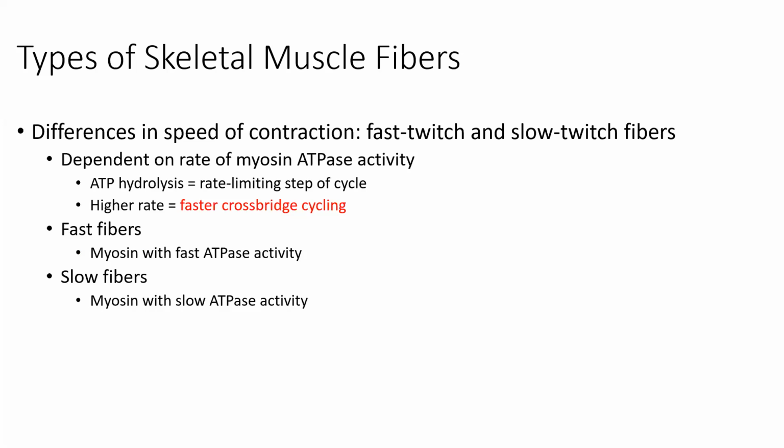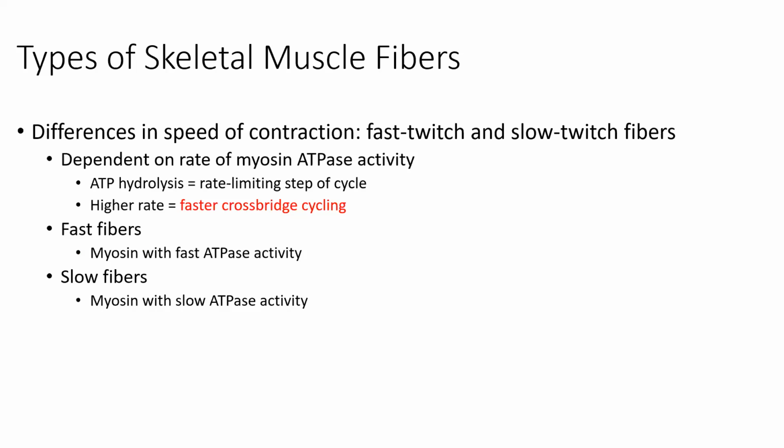And this really depends on the rate of myosin ATPase activity in the myosin heads. So remember, the myosin heads are what are driving, energizing the whole cross-bridge cycling process. And so how fast that ATP hydrolysis can happen is going to be the rate limiting step of muscle contraction. If we can hydrolyze that ATP quickly, then the muscle will form those cross-bridge cycles faster, and then the rate of contraction will go faster based upon that.